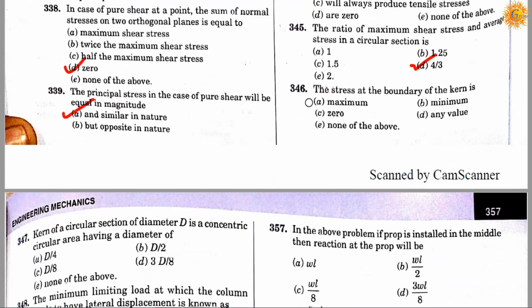Question number 346. The stress at the boundary of the cone is option A maximum, option B is a minimum, option C is 0, option D is any value, and option E is none of the above. Correct answer is C. It will be 0.